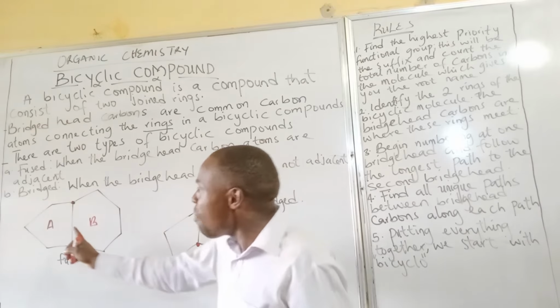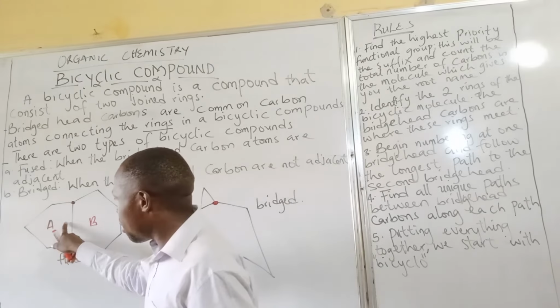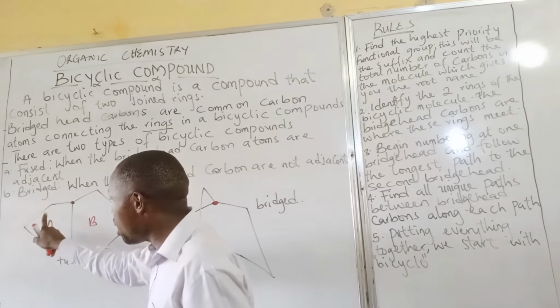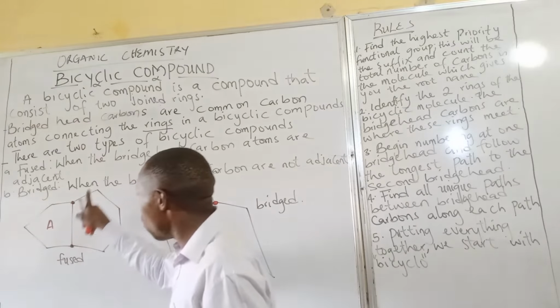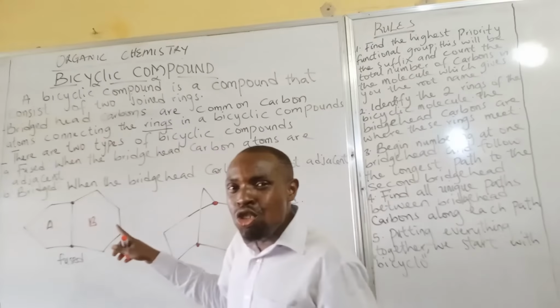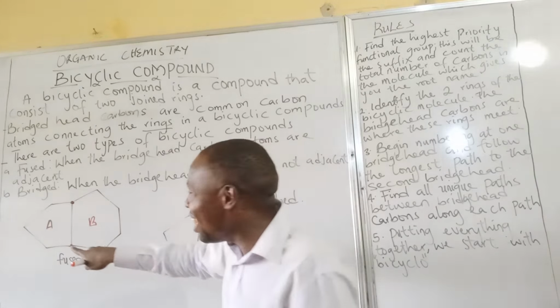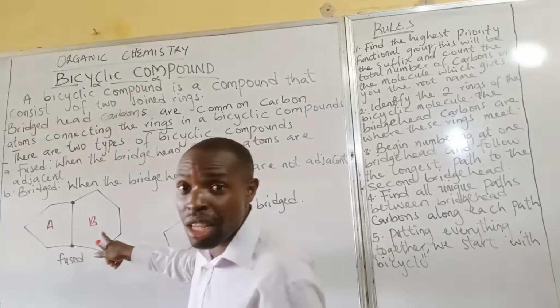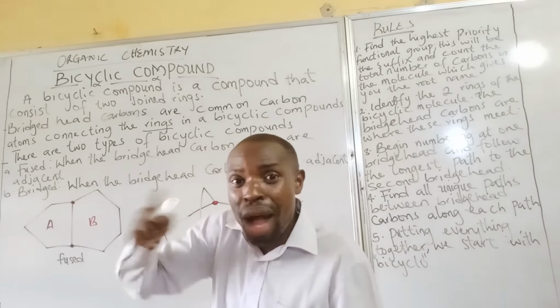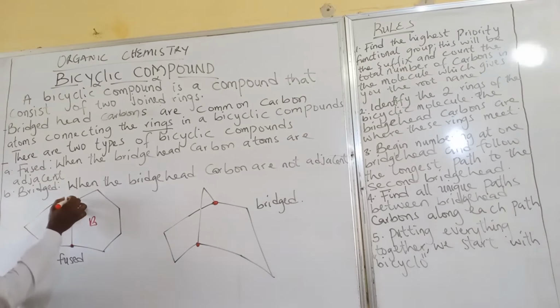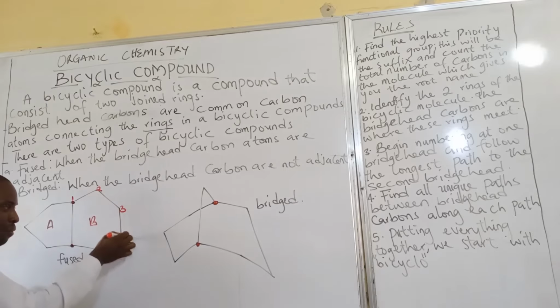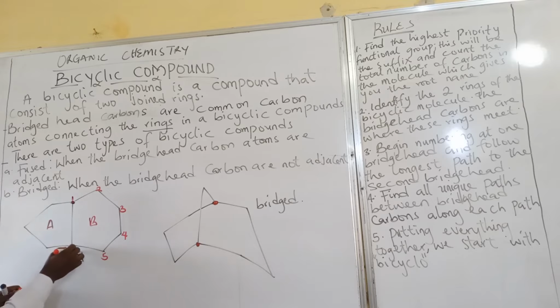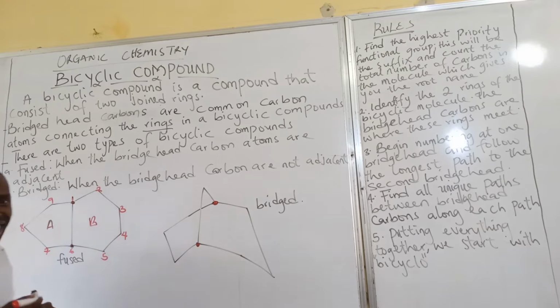So it means that I'm having here, look at it, 1, 2, 3. I'm having here 1, 2, 3, 4. Your numbering must start from the largest ring with the largest number of carbon atoms. Here becomes: start from here, 1, 2, 3, 4, 5, 6, 7, 8, and 9.